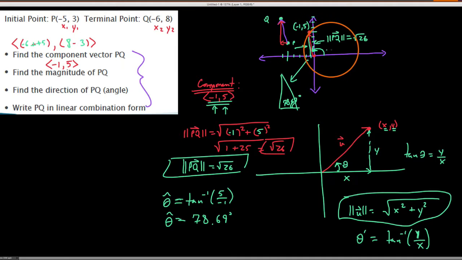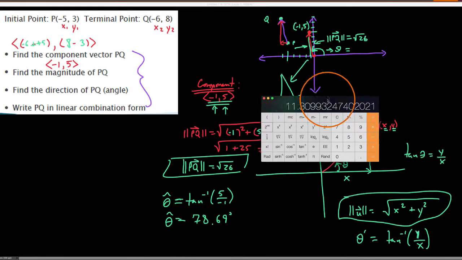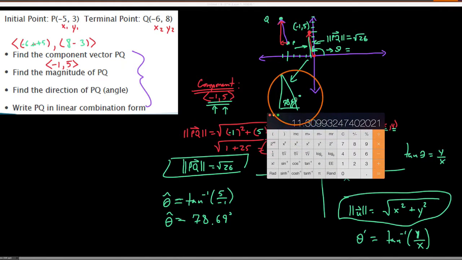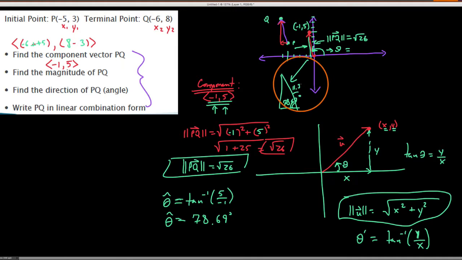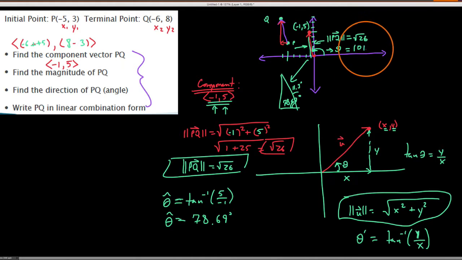So what we need to do is determine this angle out here, this theta. If this is 78.69, we could take that away from 90. This 11.3 is this leftover angle right here. So we could say it's 90 plus 11.3, or we could even say it's 180 minus 78.69. So 101.31 degrees is the direction angle of this particular vector. It's going in that direction. Okay, so we have the direction angle.